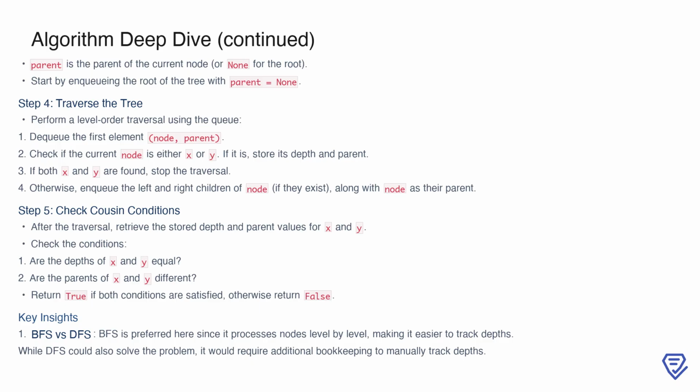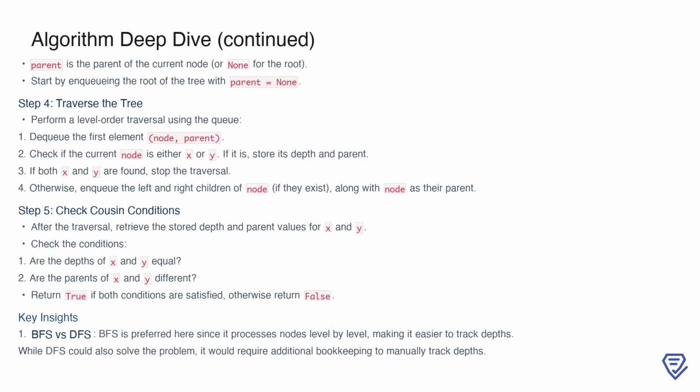We start by enqueuing the root node along with its parent, which is none. From here, we perform a level-order traversal of the tree. For each node, we dequeue the first element and check whether the current node matches either X or Y. If it does, we store its depth and parent information. If both X and Y have been found, we can terminate the traversal early. Otherwise, we enqueue the left and right children of the current node, setting the current node as their parent.